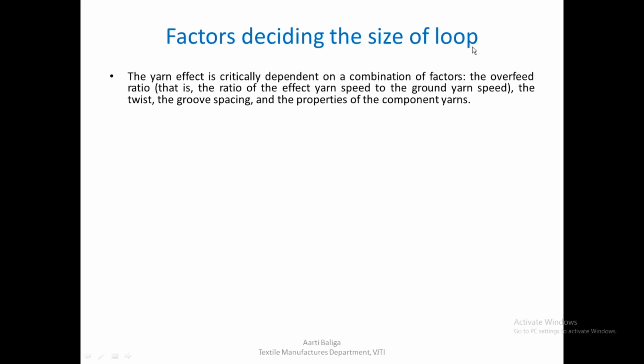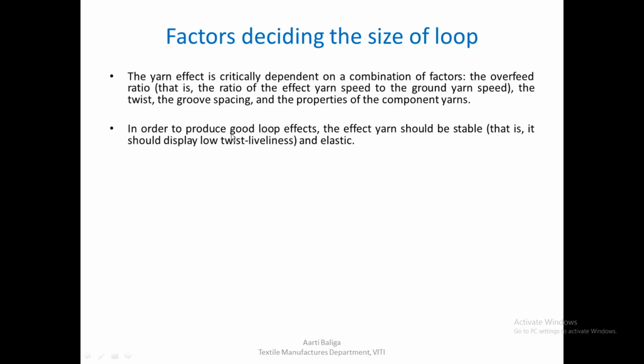So, factors deciding the size of the loop. In case of a loop yarn, what are the factors that decide the size of the loop that is formed on the surface? The yarn effect is critically dependent on a combination of factors: the overfeed ratio, that is the ratio of the effect yarn speed to the ground yarn speed, the twist, the groove spacing, that is the spacing between the grooves on the front top roller, as well as the properties of the component yarn. All these factors will decide the size of the loop. In order to produce good loop effects, the effect yarn should be stable, that is it should display low twist liveliness and elasticity.